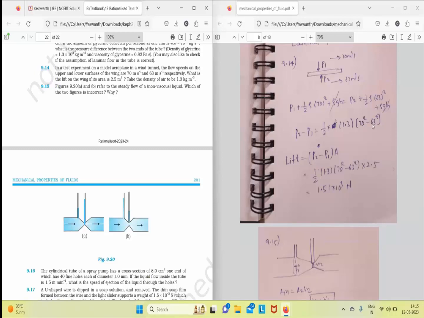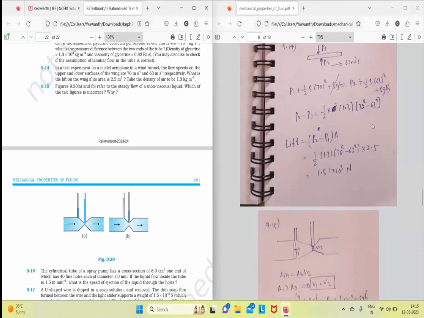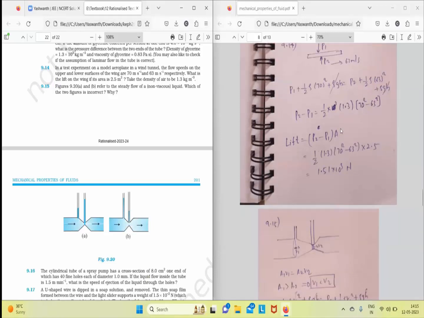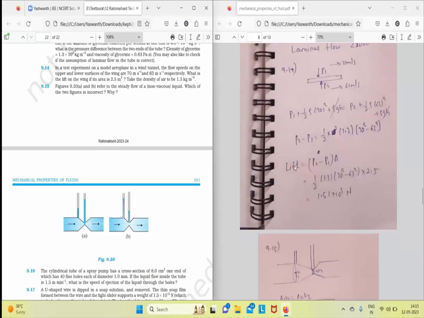What we need to calculate? We need to calculate the lift. Lift is the force that is caused due to the pressure difference. That is, pressure difference into area will give us the lift on the wing. And area is 2.4 meters square, which he mentioned in the question itself. So you can directly calculate the value of P2 minus P1 into A. And with the help of this problem, we can understand why even though the airplanes are of very high mass, still they are able to fly in the air without falling down.